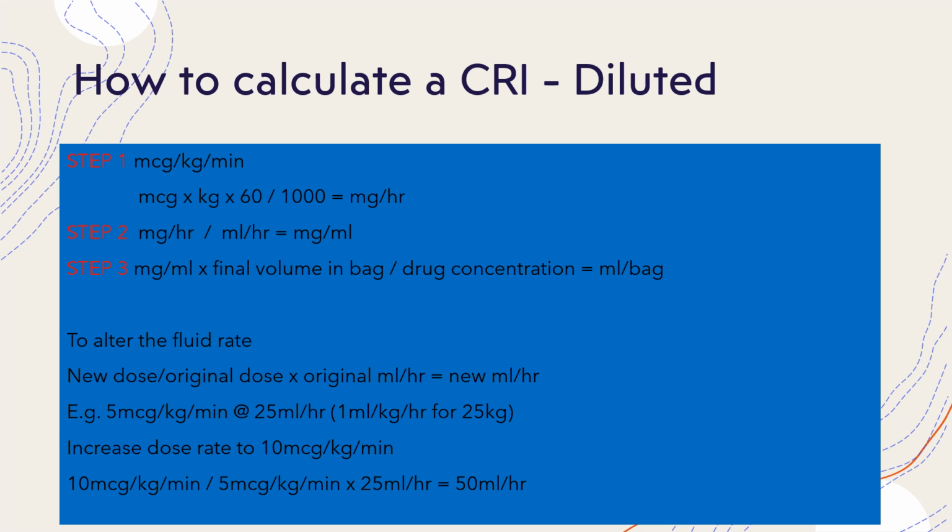So an example of this would be if they wanted 5 micrograms per kilo per minute at 25 mil per hour. So for a fluid rate, we're using 1 mil per kilo per hour for a 25 kilo dog. And we want to increase this dose rate to 10 micrograms per kilo per minute. So you would do 10 divided by 5 times 25, and this would give you 50 mil per hour. So you're effectively doubling your rate.